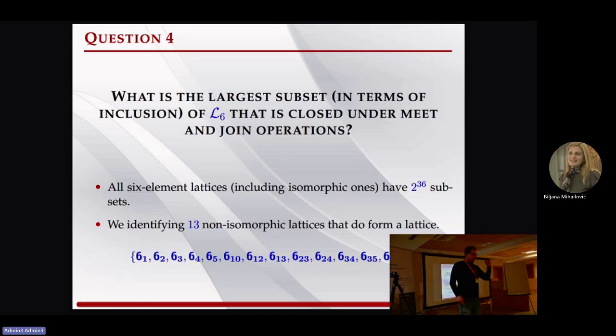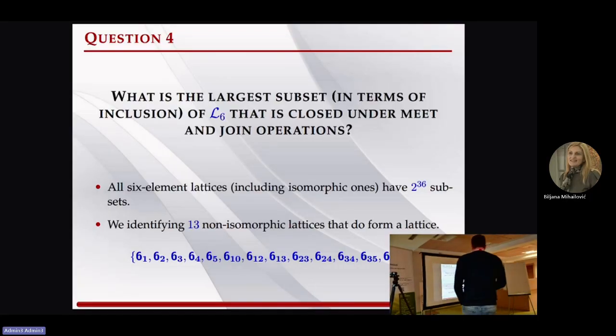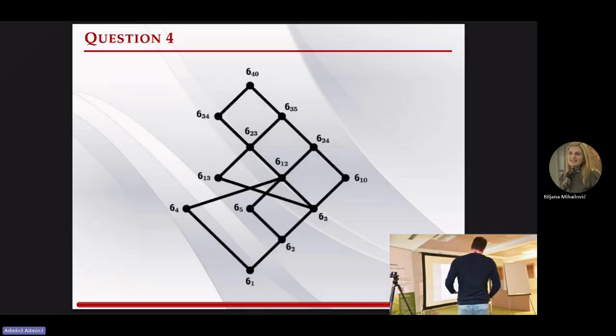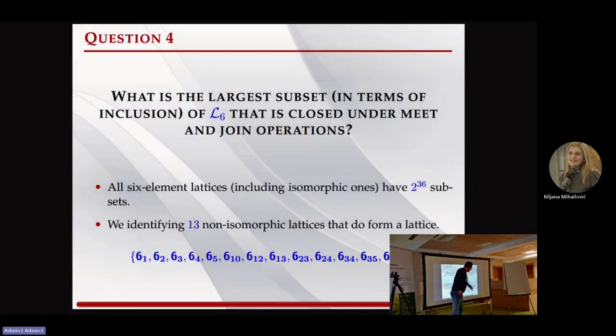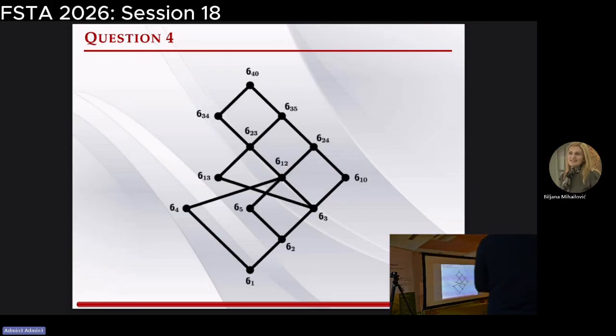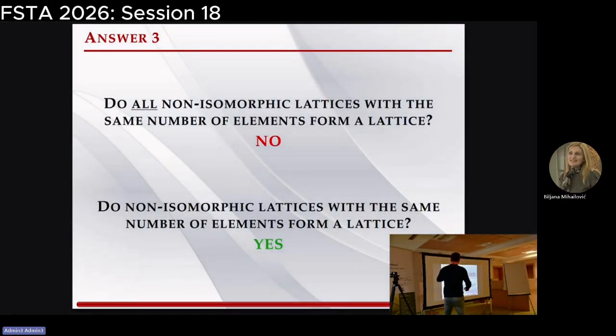This is a computationally complex problem, because we find only the largest subset for 6-element lattices and smaller ones, of course. So this set of 13 non-isomorphic lattices is the largest subset that is closed under meet and join operations. And if we take these lattices, we get this lattice of 6-element non-isomorphic lattices.